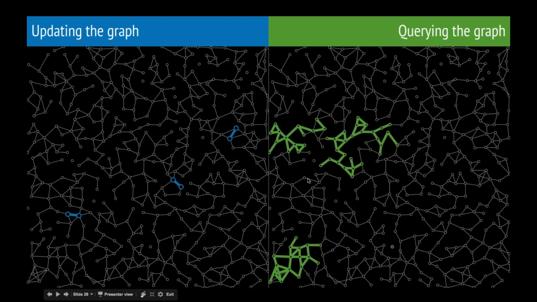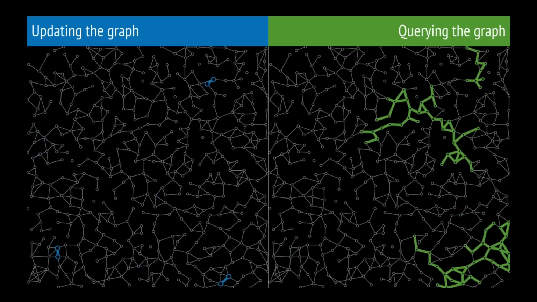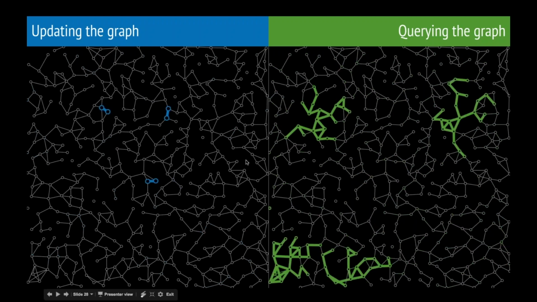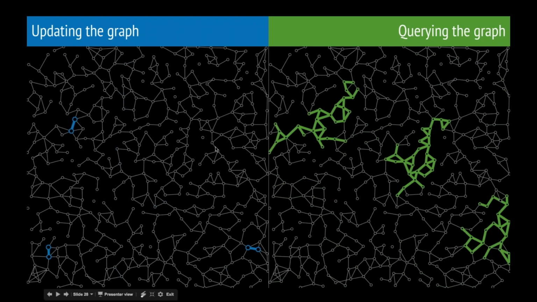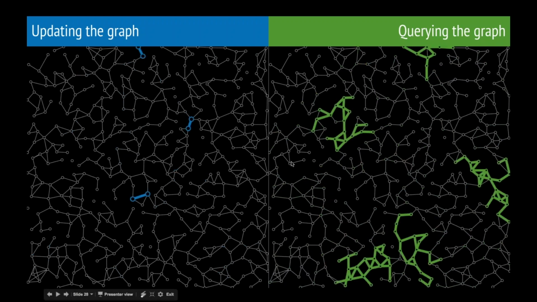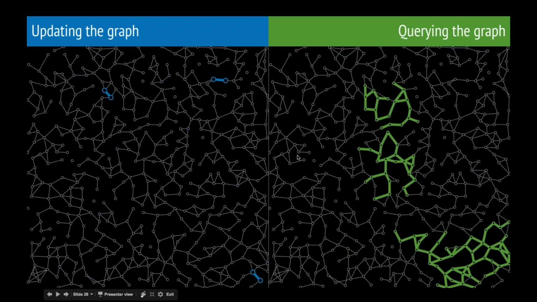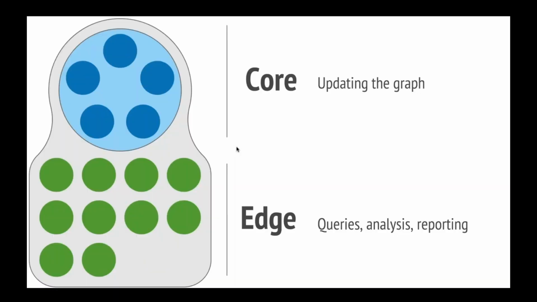So related to that point is the fact that the graph typically is being updated in much smaller units and frequently at a much lower rate than read activity. So we see very often that read transactions cover or traverse a much larger proportion of the graph than write activity. And that's reflected in these two different roles for the core and edge.